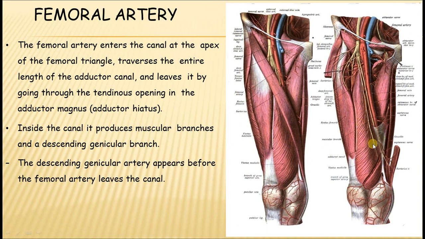It gives muscular branches and also the descending genicular branch. The descending genicular branch will again give a saphenous branch, which will accompany the saphenous nerve. So before the femoral artery leaves the canal, it gives the descending genicular artery, which is also going to take part in the genicular anastomosis around the knee joint.